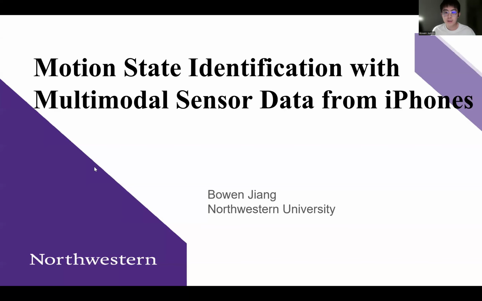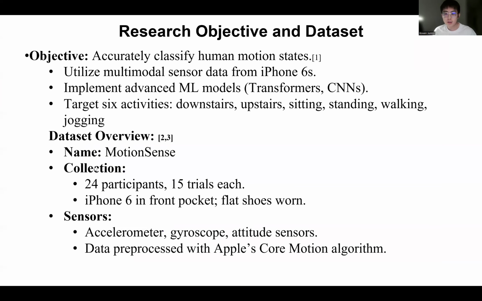Today, I'd like to present on motion state identification with multimodal sensor data from iPhones. My objective is to classify human motion status. The dataset I use comes from a university experiment called Motion Sensors Dataset. They use an iPhone 6s to collect data. We also know that there are so many sensors on an iPhone, such as accelerometer, gyroscope, and attitude sensors.